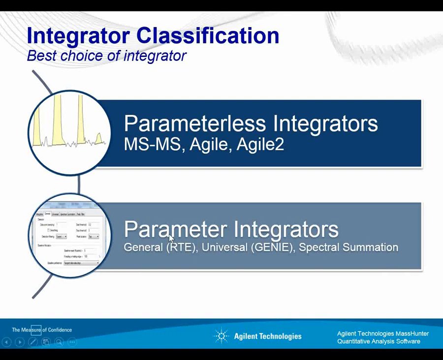So the older name in the GCMSD ChemStation, for example, was RTE or Genie. These were renamed General and Universal, and they act the same as before and offer a set of parameters I'll go through briefly. In addition, we've added recently a spectral summation integrator, which gives a special case to adding up the ions in that retention time region.